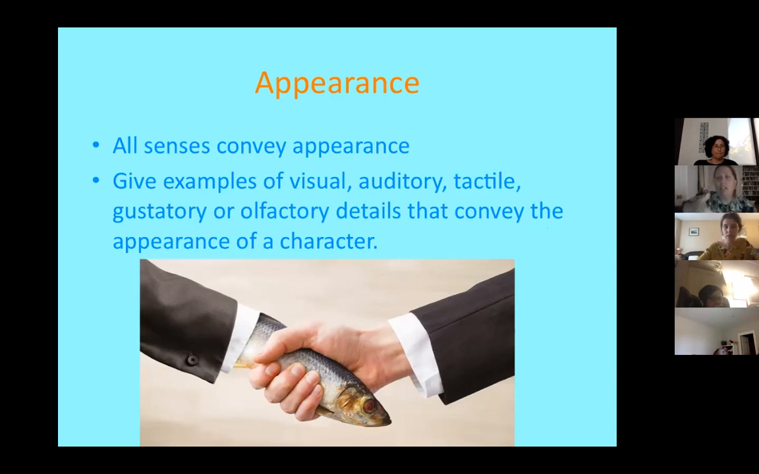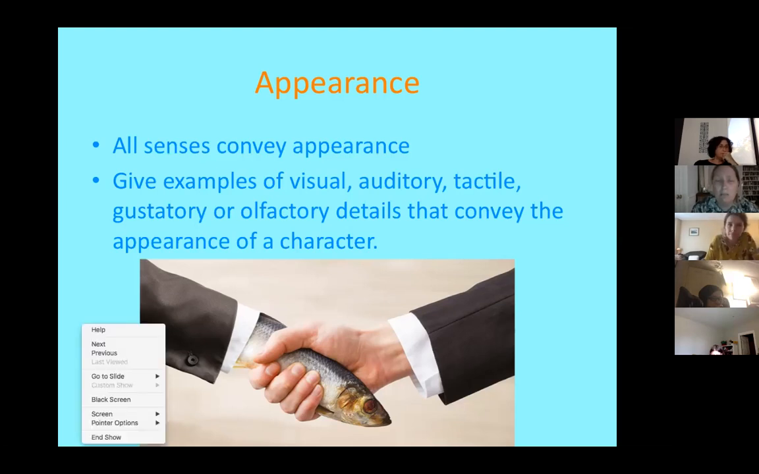So let's say somebody puts out their hand and you go to shake it and it's the floppy fish thing. That conveys a certain kind of character as opposed to the nice firm handshake. And on the opposite side of that, the guy who not just grabs your hand but grips it until tears are coming down. Again, a different character.